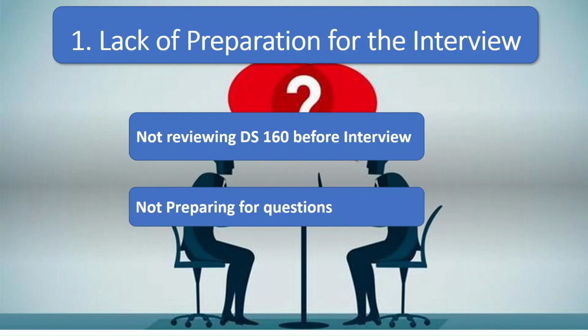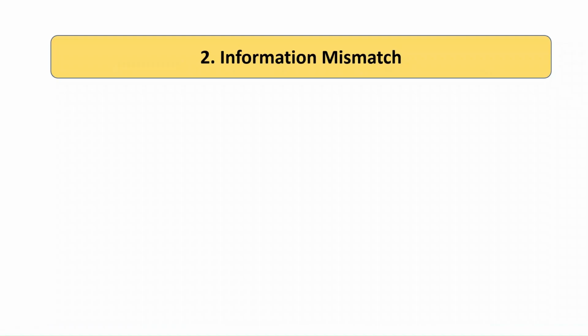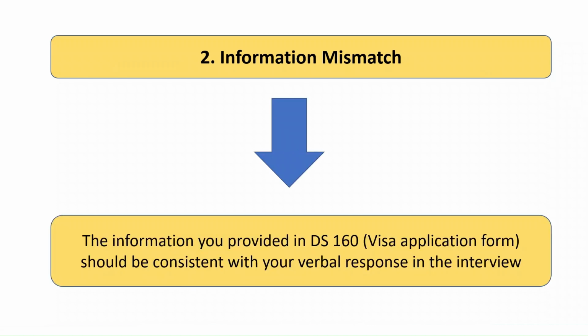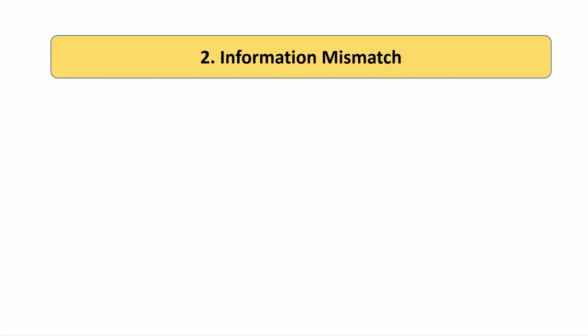Preparation is important. Having talked about this, the second mistake that you could make is information mismatch. I've already talked about this. The information that you provided in your DS-160 while filling the application, and the information that you provide to the visa officer when he asks you any question, there should not be any mismatch. For example, in your DS-160 you have mentioned some other employer, and when the visa officer asks you where you are working, who your employer is, you mention something else. This is an information mismatch.